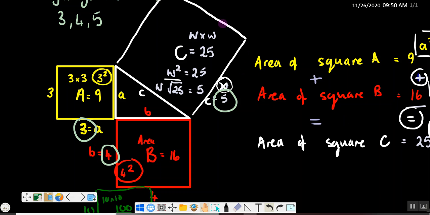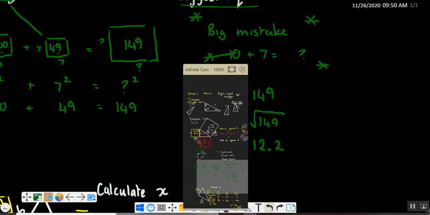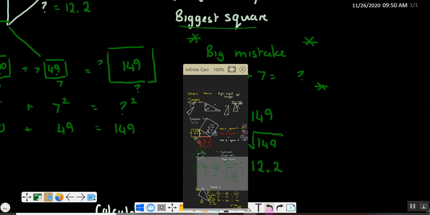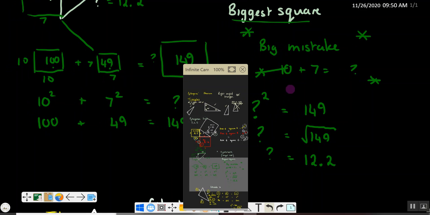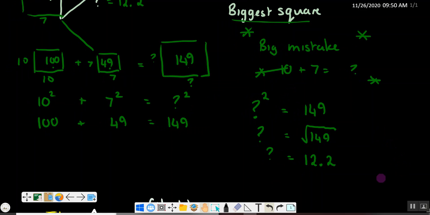Now, how do we use the areas of the squares to find the triangle? If I know the squares, how can I use a square to find the side length of the triangle? What was the final step? So we did it in our calculations a couple of times. Square root, isn't it? So 149 was the area of the bigger square. And how do we find the side length of the square? We square root it.